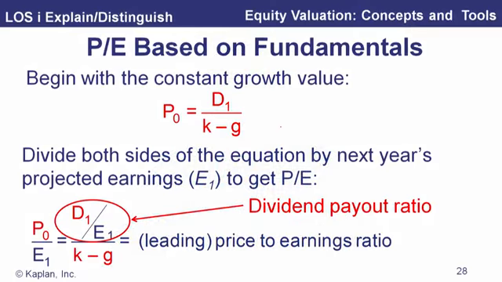growth value? So we start with that constant growth value, and then we're just going to divide each side of that equation by E1, expected earnings. Well, we get on the left our forward-looking price-earnings ratio, just what we're looking for, P0 over E1. And notice the numerator of our constant growth formula is now D1 over E1. That's simply the dividend payout ratio. That's the percentage of the expected earnings over the next 12 months that we expect to be paid out as dividends. And so we might call this the leading price-earnings ratio.